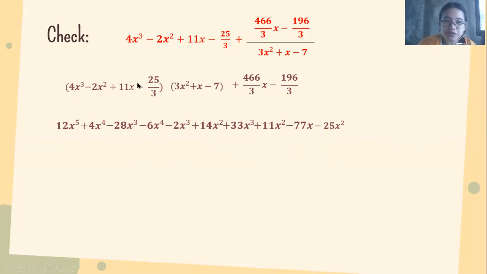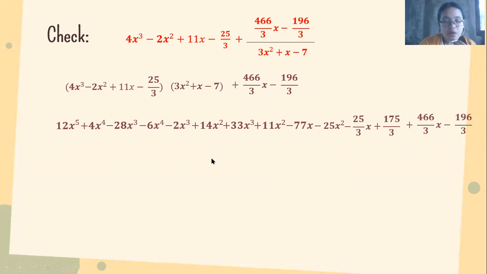Next, negative 25 over 3 times x is equal to negative 25 over 3x. Negative 25 over 3 times negative 7 is equal to positive 175 over 3. Plus the remainder, which is 466 over 3x minus 196 over 3.